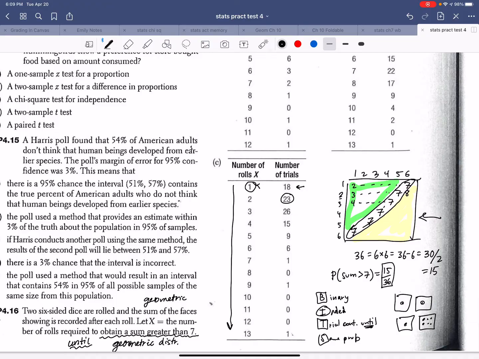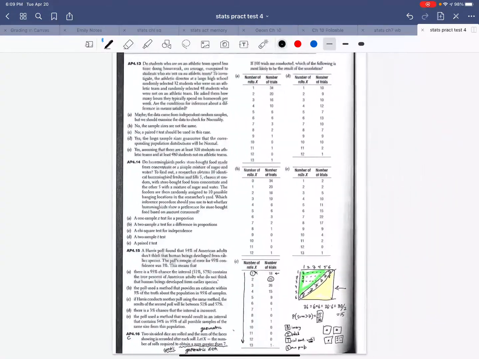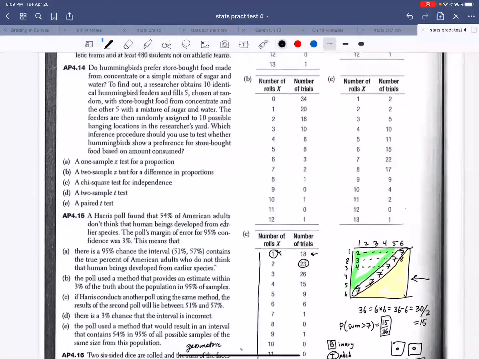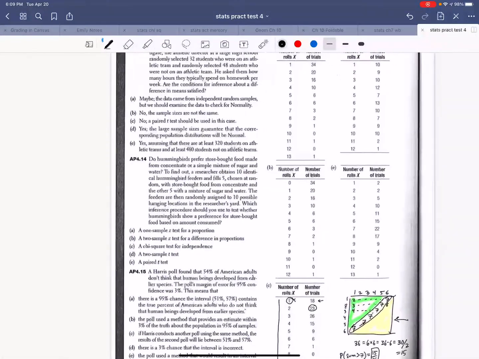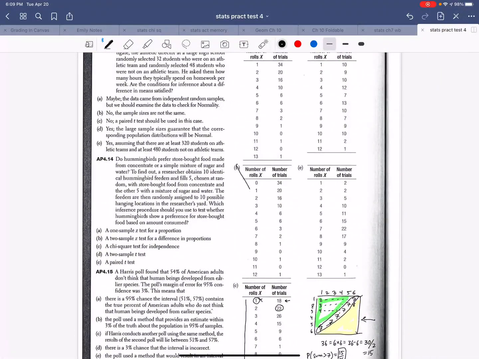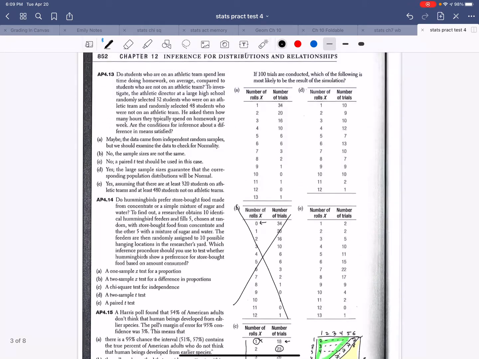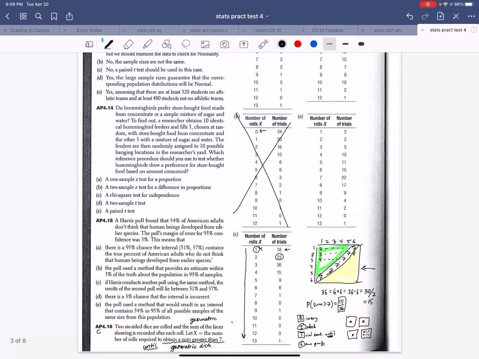So now I can use my calculator and calculate this. And I can also eliminate answers. So I know that I can't get a sum greater than 7 if I never roll the die. So 0, that doesn't make sense. Like that doesn't make sense at all. Okay, so I'm going to eliminate that one right off the bat.